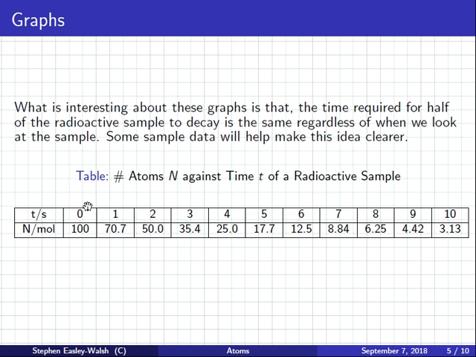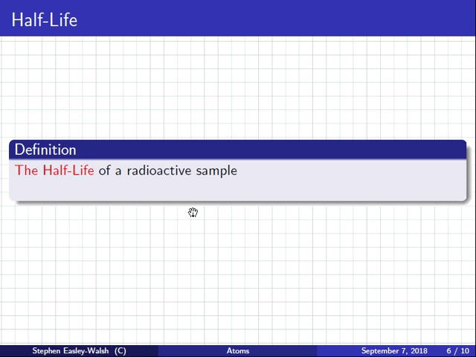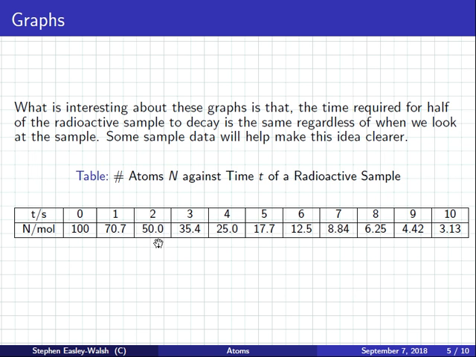So let's look here. At the beginning we have 100 moles. 1 second later we have 70 moles. Then we have 50 moles. See, it's decreasing. Now, if I start at 100, how long until I have 50? 2 seconds. Fine. If I start at 25, how long until I have 12 and a half? How long do I wait? 2 seconds as well. Do you see what I'm saying? No matter where you start, it takes 2 seconds to get half of it.